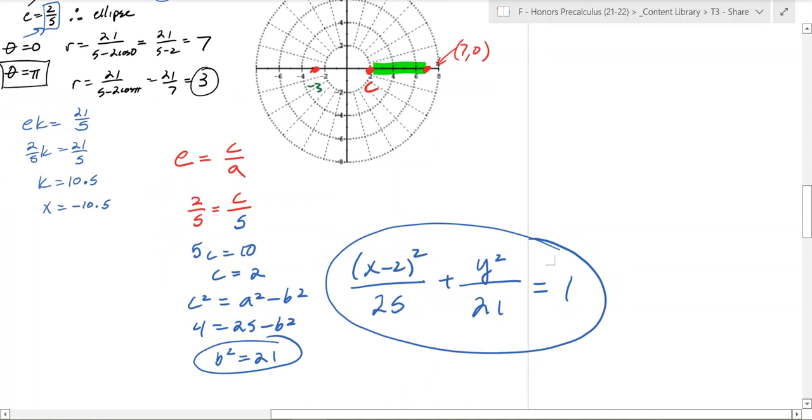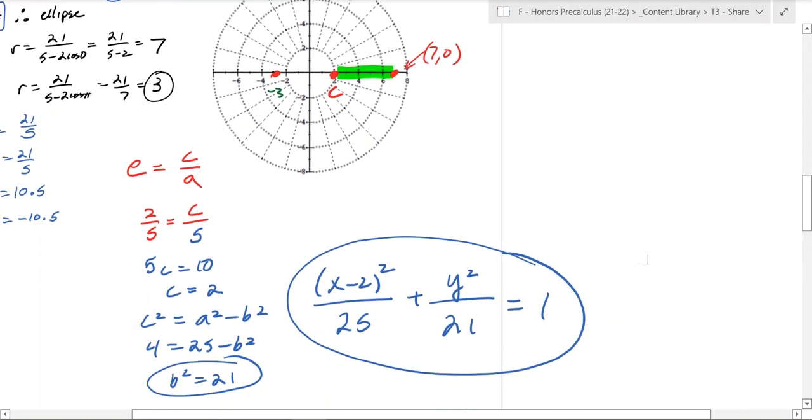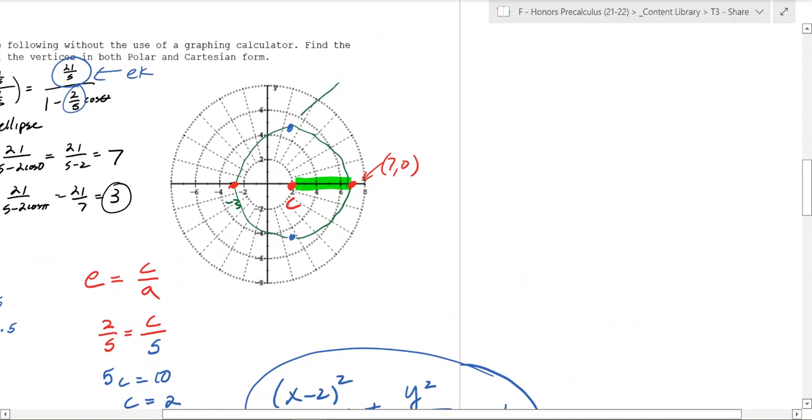So what that means is we go up roughly the square root of 21. Square root of 21 is a little more than 4. So we're going to go up to like here and down to like here. So what does our ellipse actually look like? It looks like this right here. Here's our ellipse right here. Not drawn very smoothly.